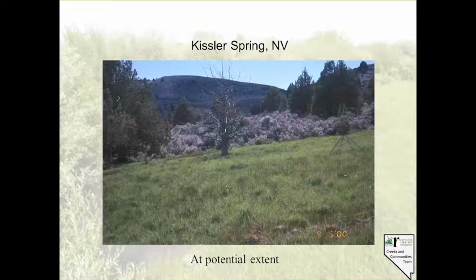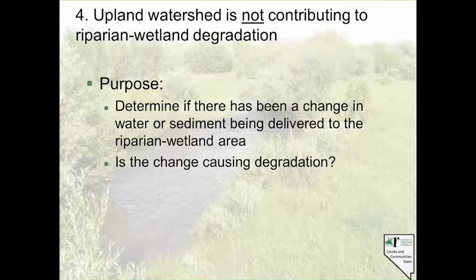Number 4, upland watershed is not contributing to riparian wetland degradation. Very similar to the item in the LODIC checklist. Again, if you don't see any degradation in your site, no matter what your uplands look like, you're going to answer this as a yes. If you answer it as a no, you need to be able to point to the degradation in your site and directly tie it to something that's happening in the uplands. And again, because this is the old wording, it does say upland watershed, not upland or upstream. It's a little bit of a different issue with the lentic sites to begin with, but just remember that it says upland.